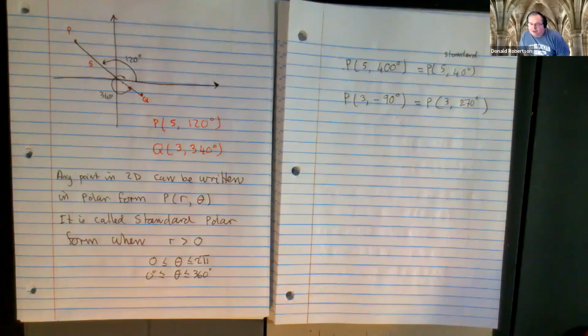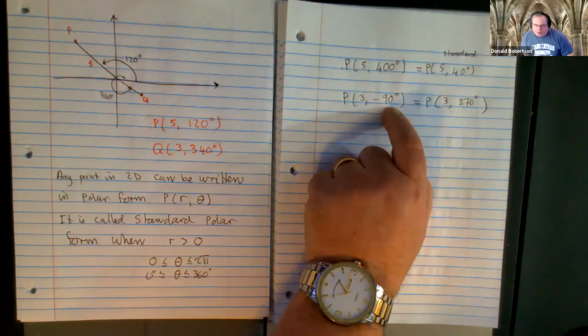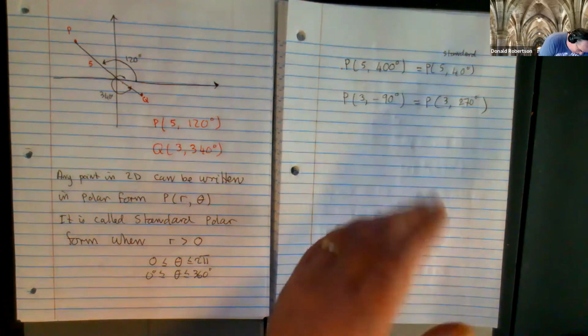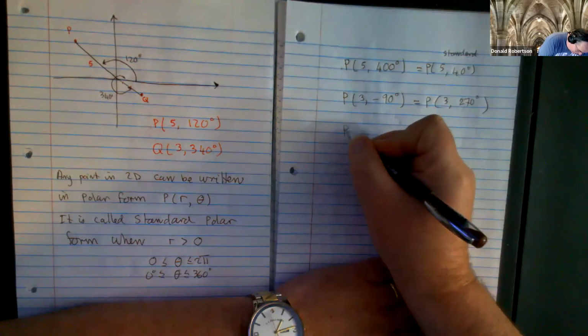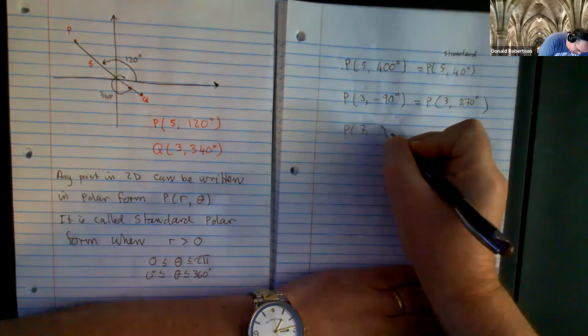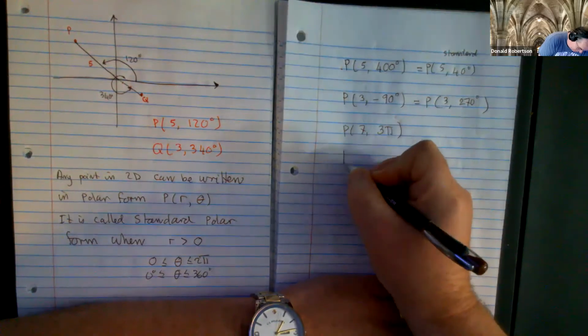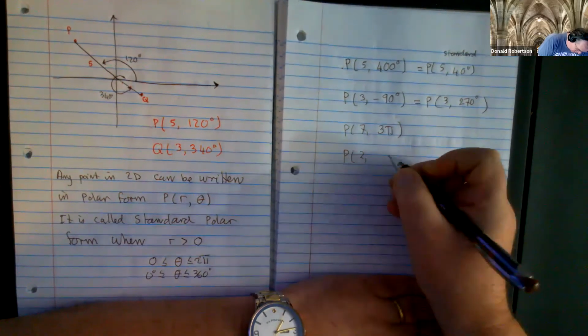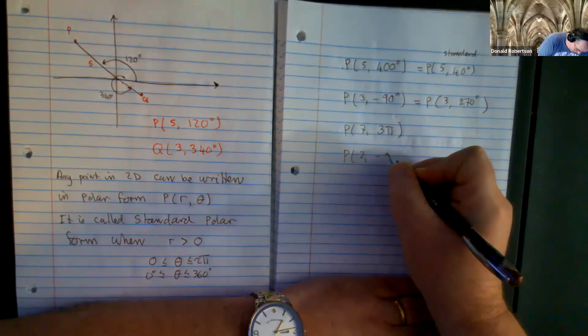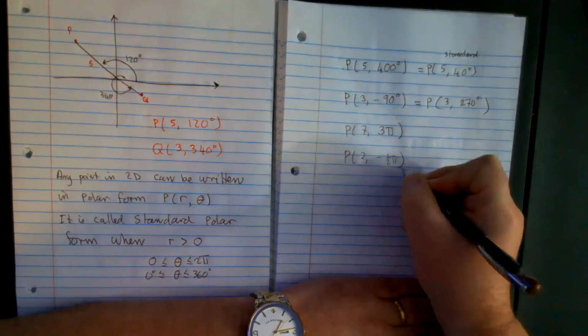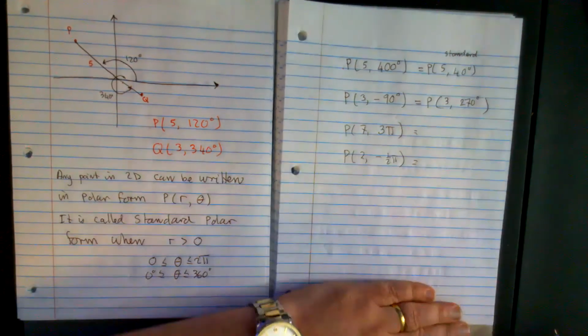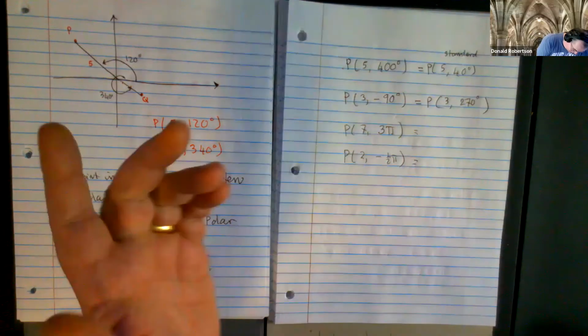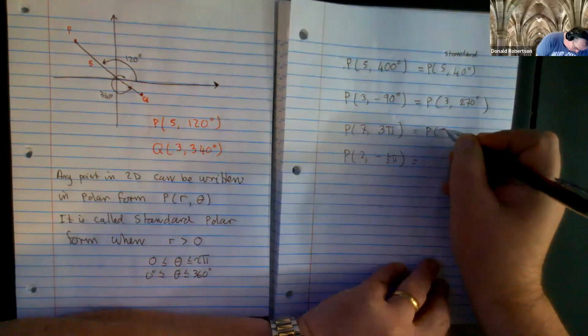Wouldn't you have to do the same thing if it was radians, right? So just for completeness' sake, suppose I had 7, 3 pi and 2, negative a half pi, right? Just for examples. Just add or subtract 2 pi to each one. Just add and subtract until you get a number that works.